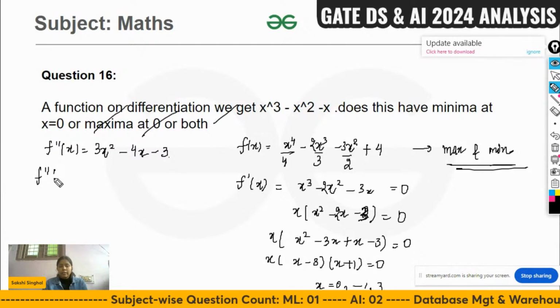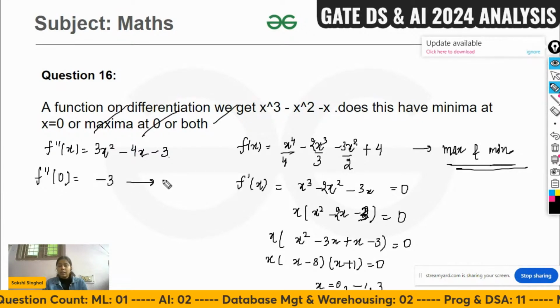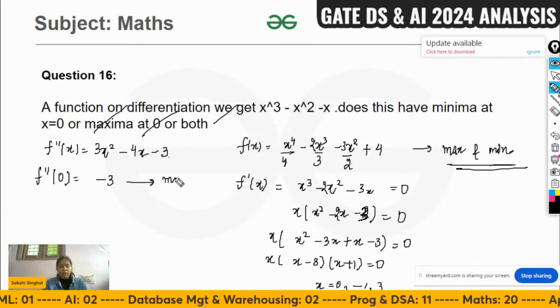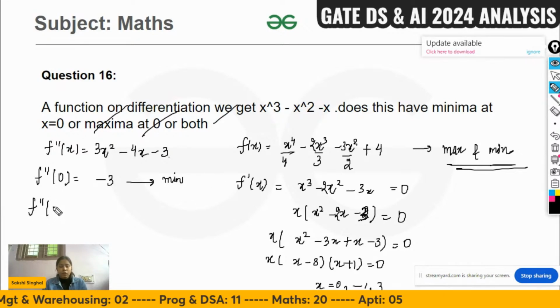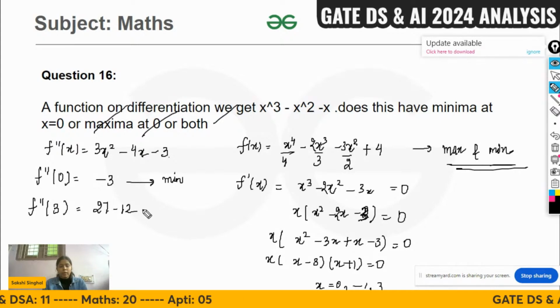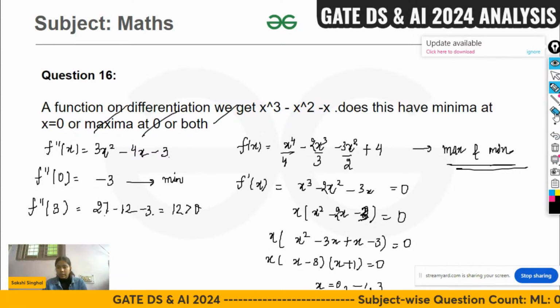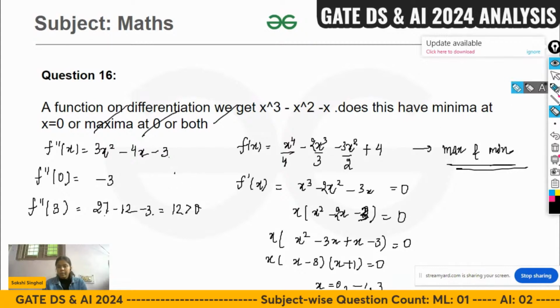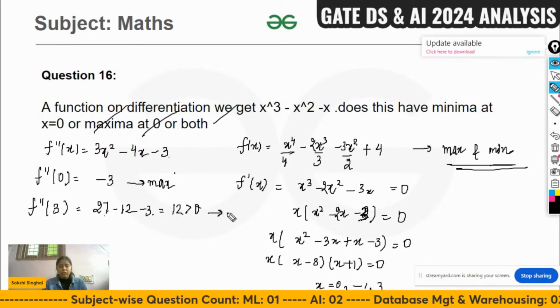Now, first of all, I'll check at 0. At 0, I'll get minus 3. That means f double dash x is less than 0. That means at this point, I have maxima. I'll find out f double dash of 3. So that would give me 27 minus 12 minus 3. That would give me 12 plus 3, 15. That is greater than 0. Okay, just a minute, guys. So minus 3 would give me maxima, right? And this would give me minima, right?